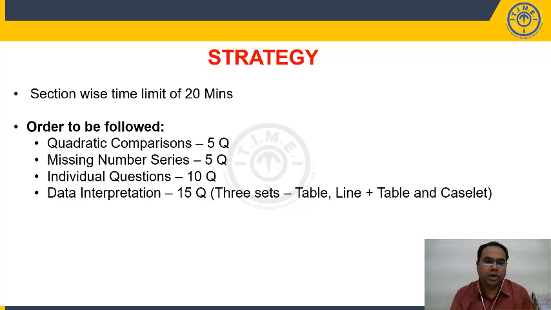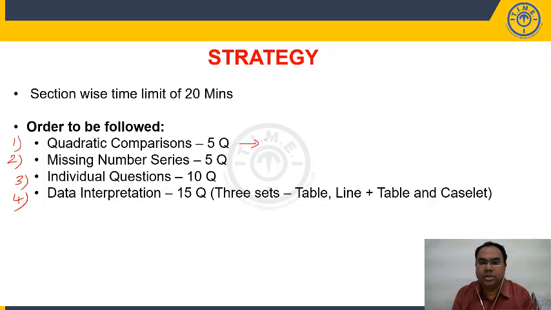Then you have 15 questions on data interpretation, 3 sets: 1 set on table, 1 on line and table combination, and the other one was a caselet. Total 3 sets of data interpretation. Now quadratic comparisons is the first one you need to solve in the order, second is missing number series, third individual questions, fourth is your data interpretation.